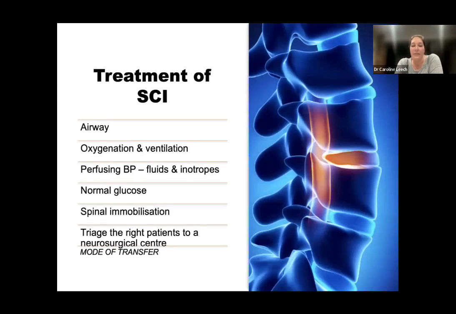And then just thinking about treatment, again, you look, there's a bit of a theme there. It's basic management, maintaining ABC. Obviously, if we think someone's got a spinal cord injury, we do need to immobilise their spine, stop them from moving around, and get them to the right centre. And one of the things I've written there is mode of transfer, and that's to remind me to talk about this. So obviously, I work on an air ambulance, on a helicopter platform, and we do quite often get calls from crews who are keen to use the air ambulance to transfer a patient quickly to a major trauma centre because they think they've got a spinal injury.